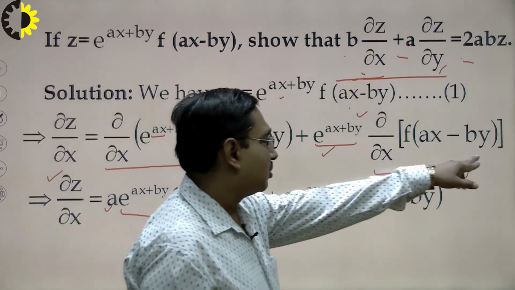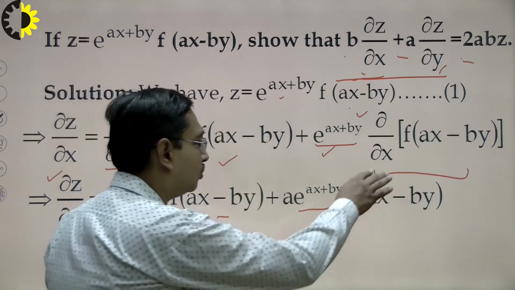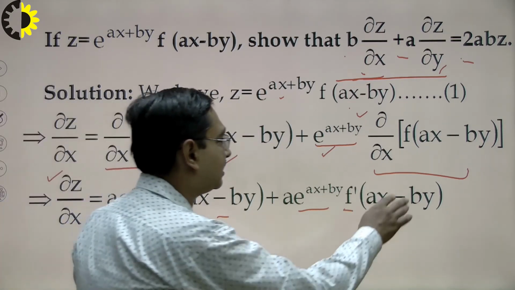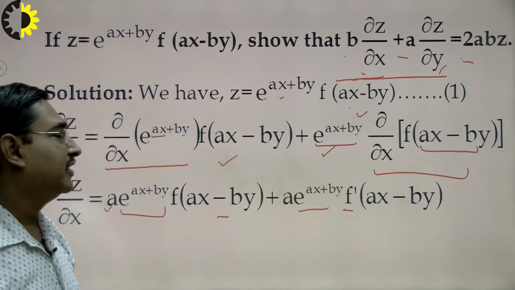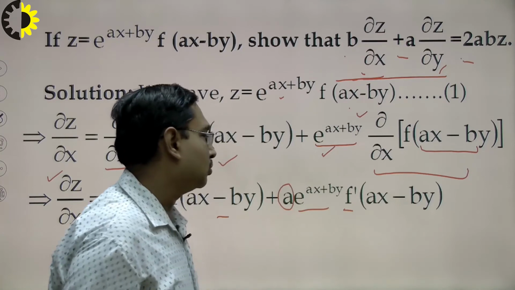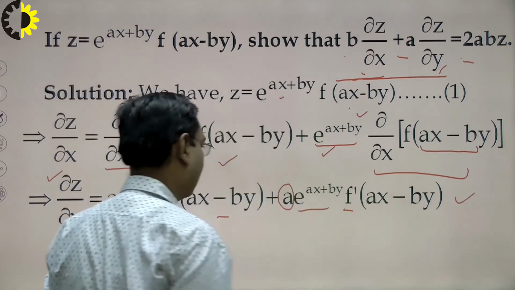Del over del x of f, differentiation of unknown function, so it will be f dash ax minus by, and this term ax minus by will be differentiated partially with respect to x. It will give only a, so the value of del z over del x will be like this.